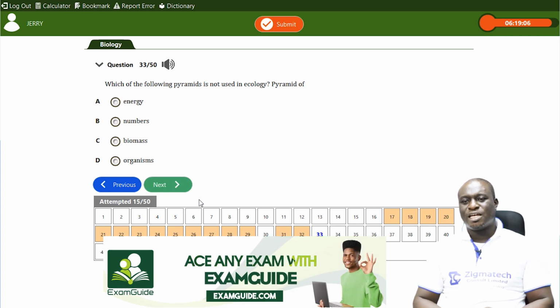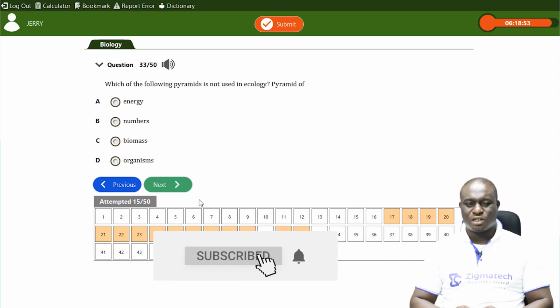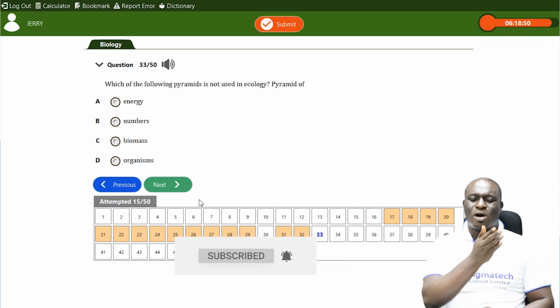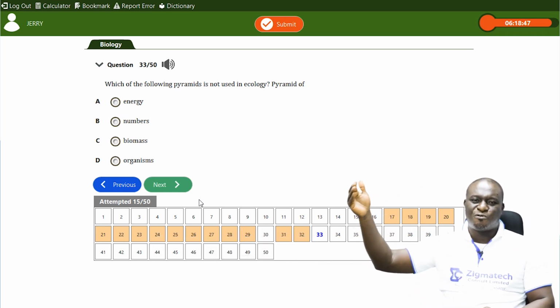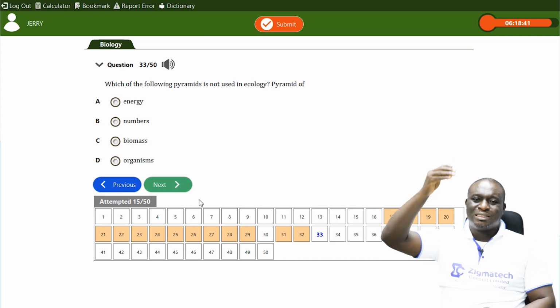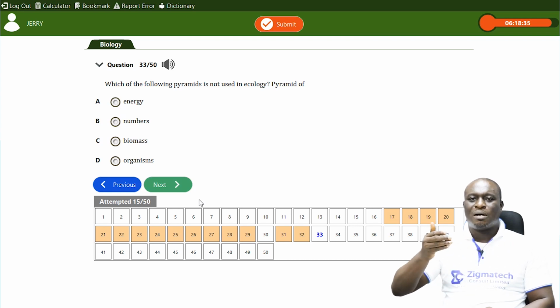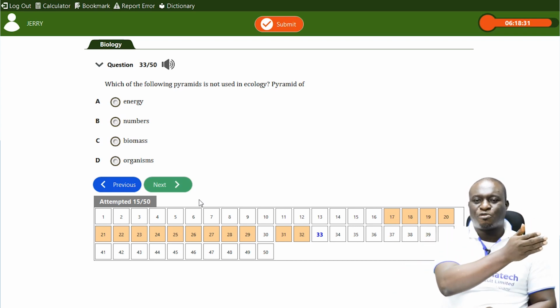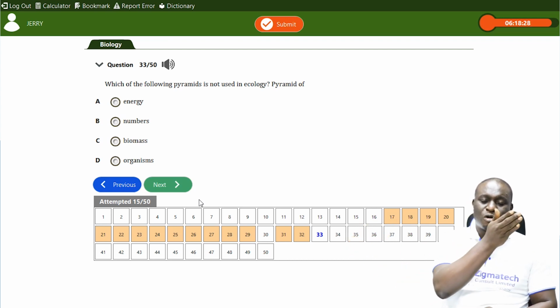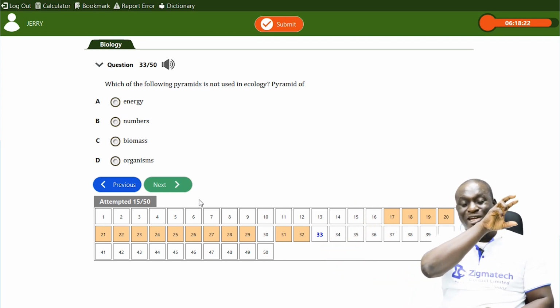Which of the following pyramids is not used in ecology? Now, pyramid of energy, there is pyramid of energy. It shows the flow of energy from one trophic level to another trophic level in a food chain. It's also important for you to note that the pyramid of energy decreases as you move from the first trophic level to the final trophic level, which is moving from producers to consumers, to the last consumer. The flow of energy decreases.